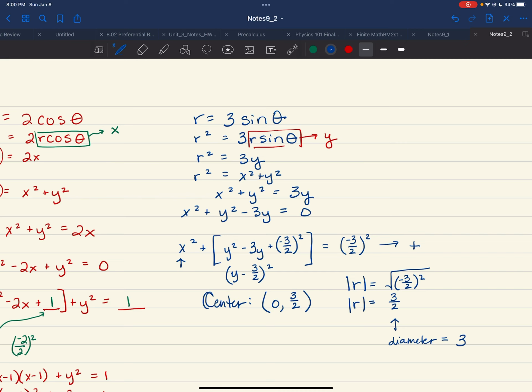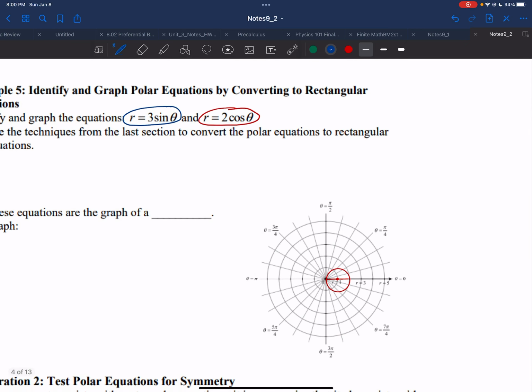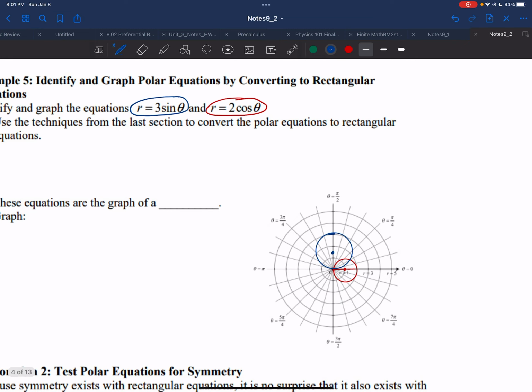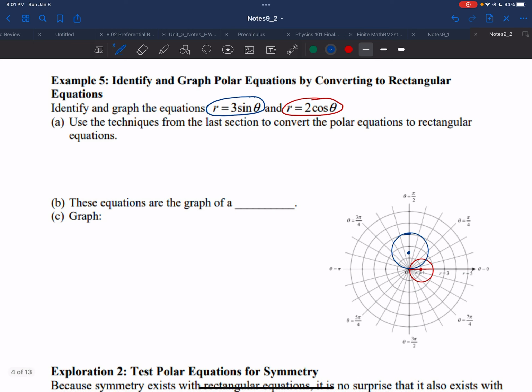All right, let's graph this. So 0, 3.2, 0, so 1.5 is right there. And then my circle has a 1.5 radius, so it's going to go kind of like this. Close enough. It should be right at 3 on this one. Okay, so the equations are the graph of a circle. Let me just graph that.